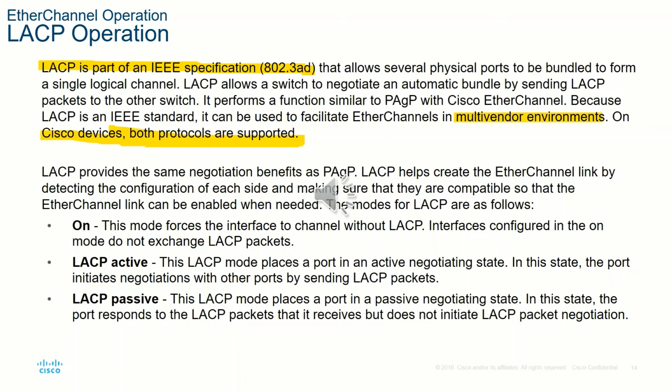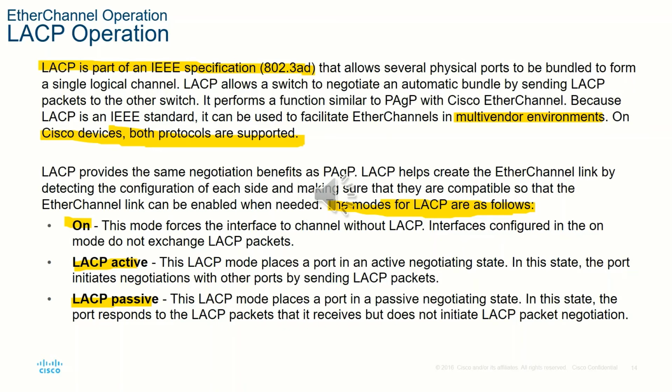LACP allows several physical ports to be bundled to form a single logical channel. LACP allows a switch to negotiate an automatic bundle by sending the LACP packets to the other switch. LACP helps to create the EtherChannel link by detecting the configuration of each side and making sure that they are compatible so that the EtherChannel link can be enabled successfully. Like PAGP, there are three modes in LACP. The modes are on, LACP active and LACP passive. If you see, almost the operations of these modes are also similar.